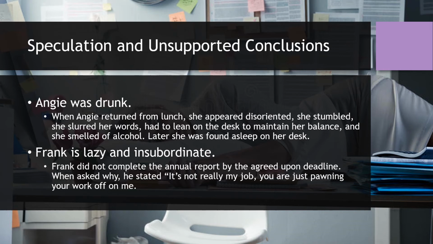"Frank did not complete the annual report by the agreed upon deadline." That is a fact, and it lets me know that Frank and I had a conversation and we agreed on a deadline. "When I asked, he stated, 'It's not really my job, you're just pawning your work off on me.'" That lets me know what his behavior was specifically, rather than just saying he was insubordinate. So that gives a very clear picture of his behavior in relation to the conversation around the deadline. This is much more solid documentation than just my opinion that he's lazy and insubordinate, and that will be much stronger.